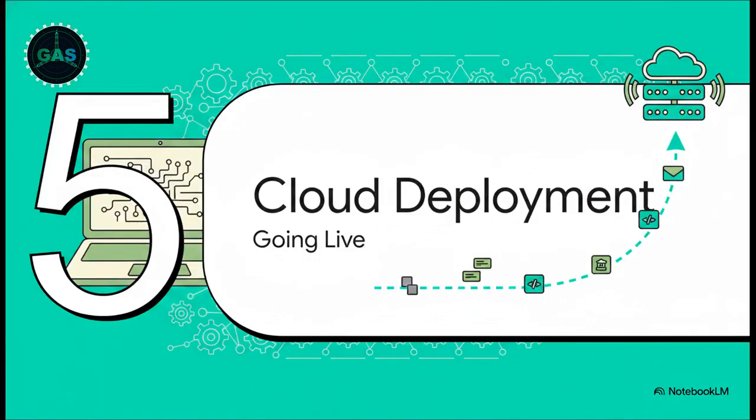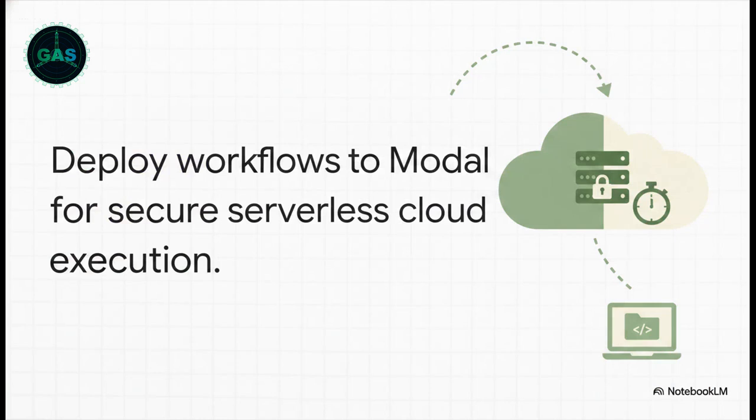Section 5. Deploying to the cloud. Finally, to make this whole system truly valuable, we need to move it off your local computer and into production. Because let's face it, an automation that only runs when your laptop is open isn't really fully automated, is it? This is exactly where cloud infrastructure comes in.